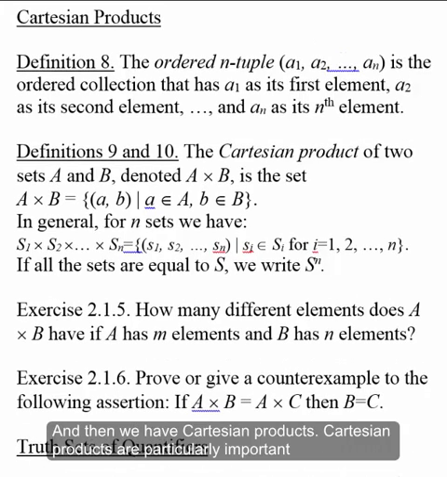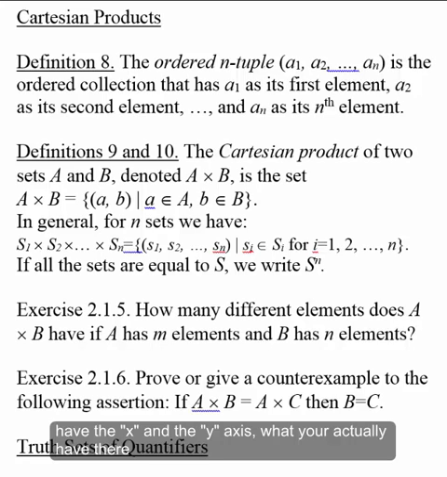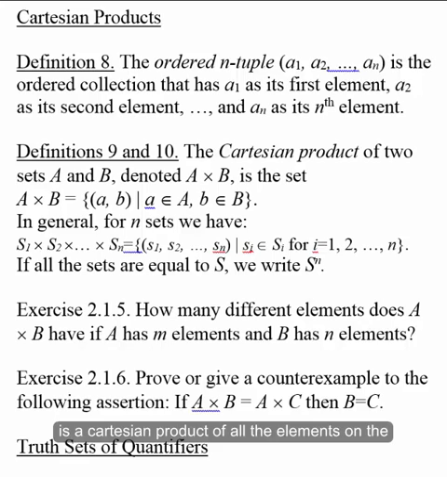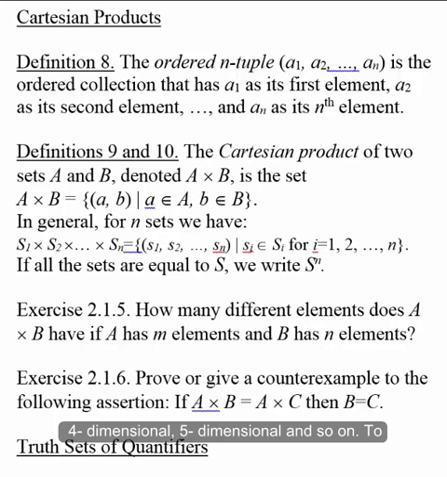And then we have Cartesian products. Cartesian products are particularly important when you talk about dimensionality. When you make a graph and you have the x and the y axis, what you actually have there is a Cartesian product of all the elements on the x axis against all the elements on the y axis. And if you have a three-dimensional graph, then you have a Cartesian product of three sets, four-dimensional, five-dimensional, and so on.